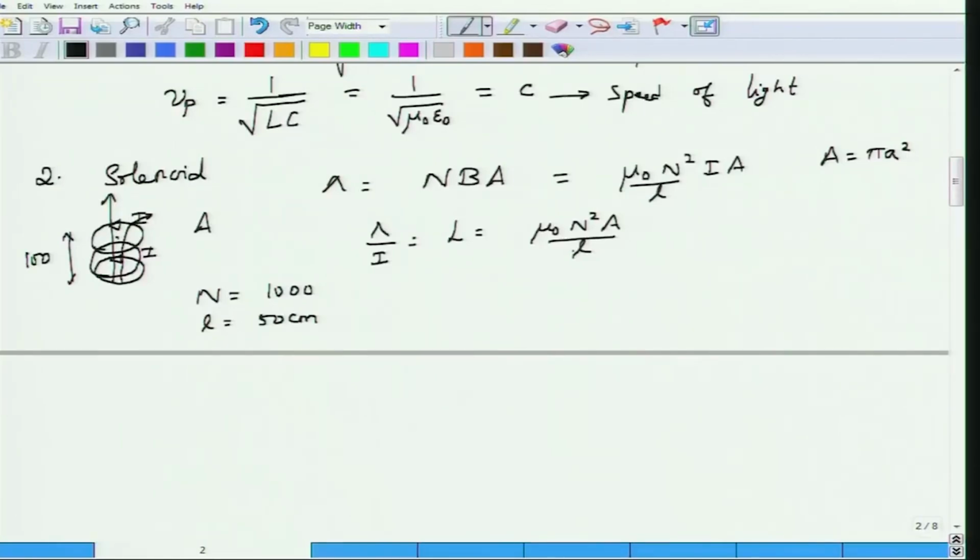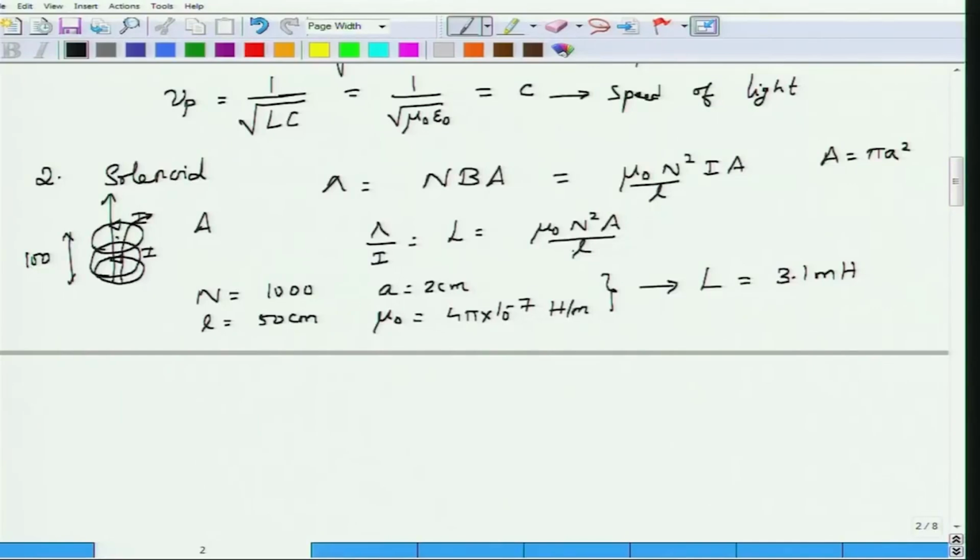So with N equals 1000 turns, L as 50 centimeters, assuming a is 2 centimeters, and that the solenoid is filled with air, that is, there is no ferrite rod kept in between. Mu 0 is 4 pi into 10 to the power minus 7 Henry per meter. If you plug in these values and calculate the inductance of the solenoid, you will get around 3.1 millihenry.